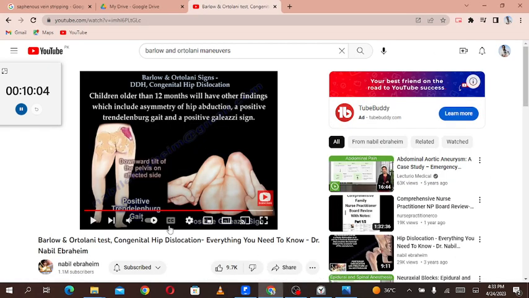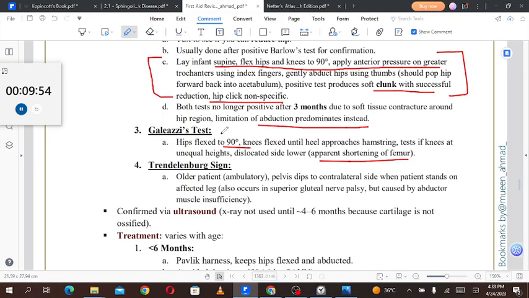This is the Galeazzi maneuver, where both knees are flexed and the heels are brought all the way down to the hamstrings, and this side is lower. So they're saying that the hip is flexed to 90 degrees, knees flexed until the heel approaches the hamstring, and test if the knees are at unequal heights; the dislocated side lowers.